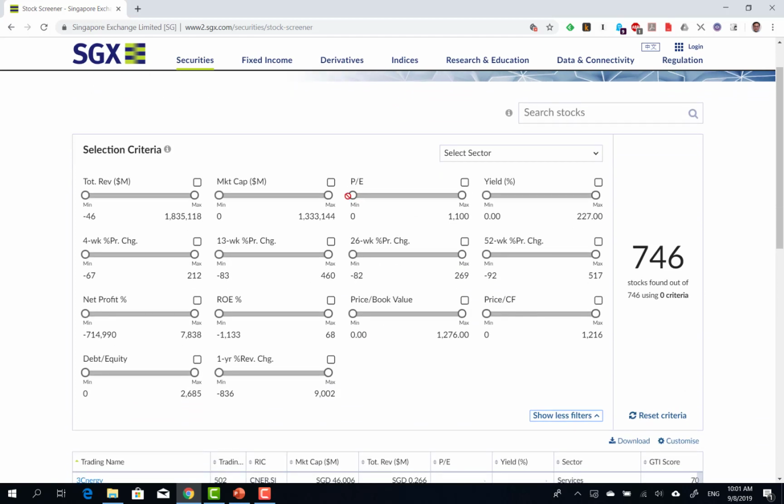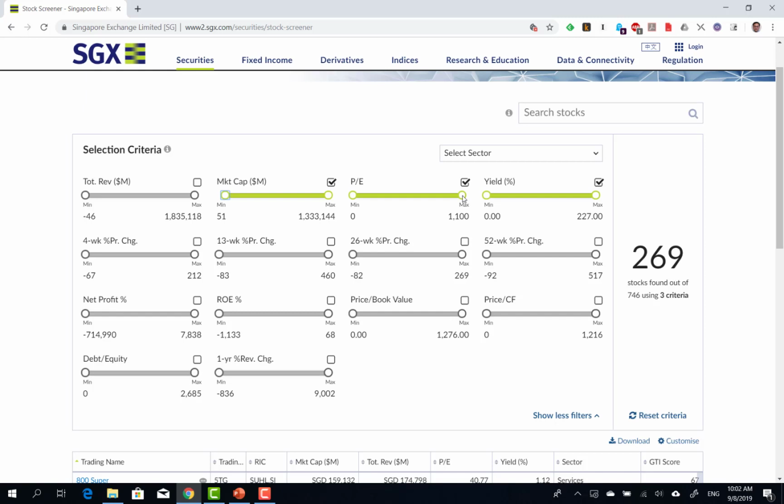But what we're going to do is look at the market cap, the price earnings, and the yield information for a particular stock. All right, so we're looking for a market cap above 50 million. So we're going to slide this to about 50. And you will notice that if you do so, the number of stocks that meet the criteria will be reduced. We kept it at about 51, which is fine.